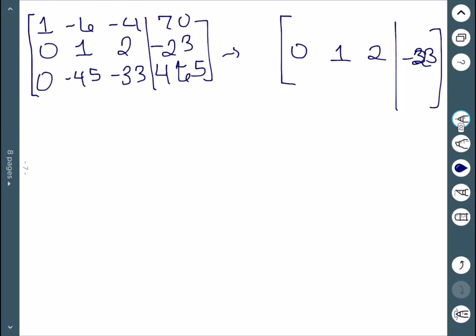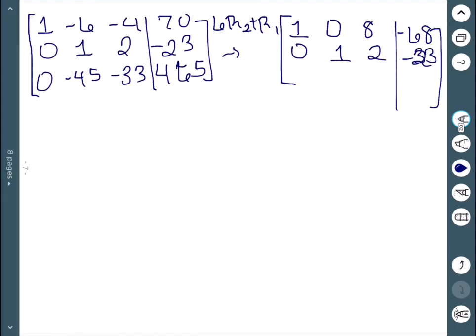In particular, the first has a negative 6 in the spot we want to turn a 0. So I'm going to do 6 times the second row plus the first. 6 times 0 plus 1 is 1. 6 times 1 minus 6 is 0. 6 times -2 minus 4 is -16. And 6 times 23 plus 70 is 208.